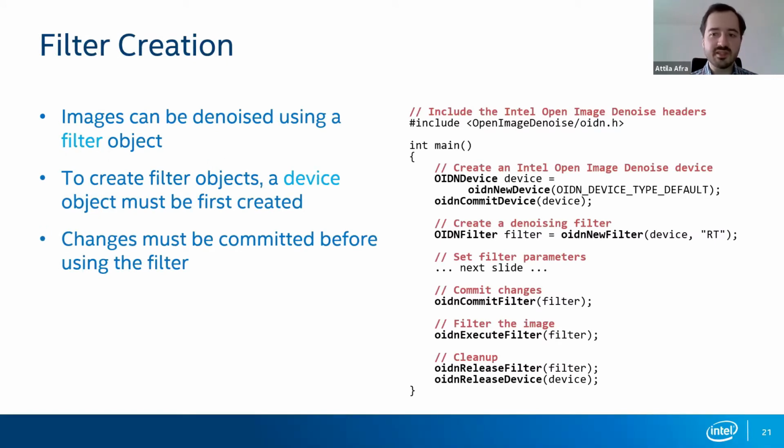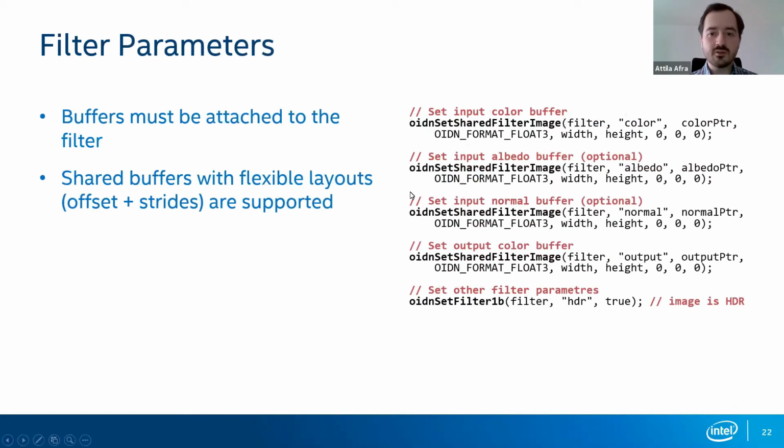The images can be denoised with these filter objects, and those can be created by first creating a device object. After the creation of the device object, we can just create a filter selecting what kind of filter we would like to use. In this case, we use the generic RT filter. Next, we have to set the filter parameters, which I will show in the next slide. We have to commit the changes before using the filter, and we just execute it. And then finally, we clean up. These are the basic steps needed to denoise an image. Let's see what happens in the filter setup. The filter setup is also quite simple.